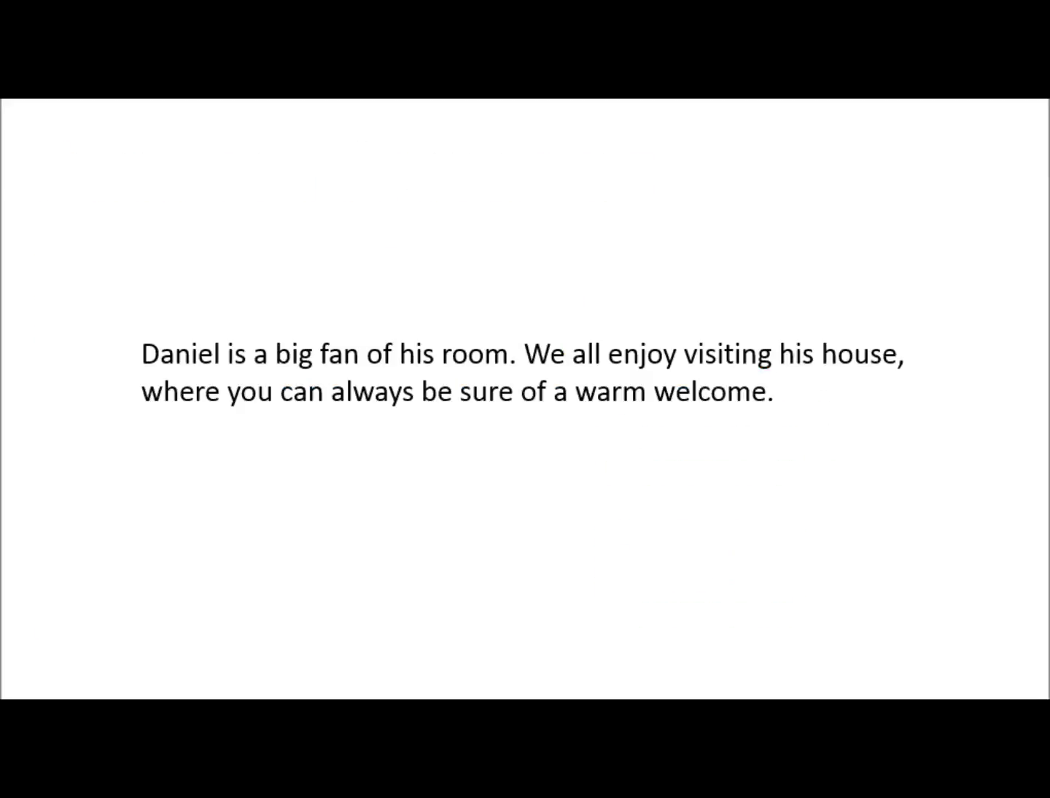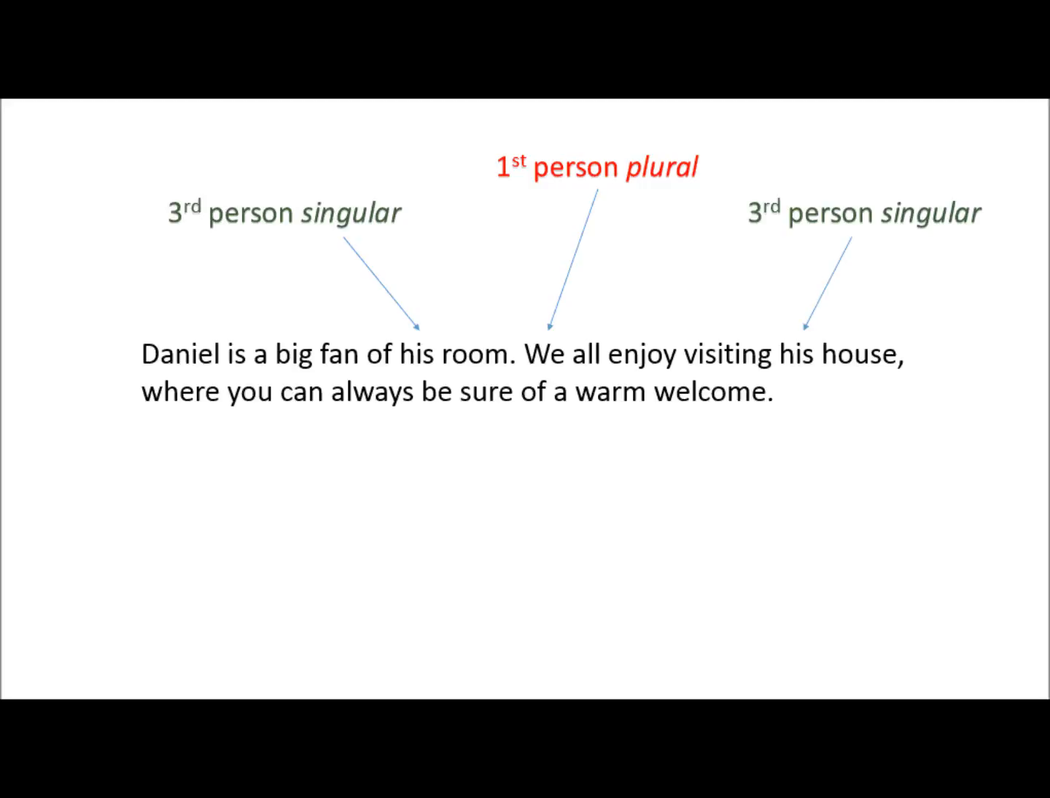Here is an example of two sentences using a few of those forms of pronouns. First of all, Daniel is a big fan of his room. We have the third person singular pronoun his replacing Daniel's so that we don't repeat Daniel's name. Secondly, we all enjoy visiting his house. We use the first person plural pronoun we rather than listing the names of all of us who are involved in the enjoyment of visiting his house. Thirdly, we use the third person singular pronoun his rather than saying Daniel's house because it is clear from the connection to the first sentence that we are still talking about Daniel, and so there's no need to repeat his name.